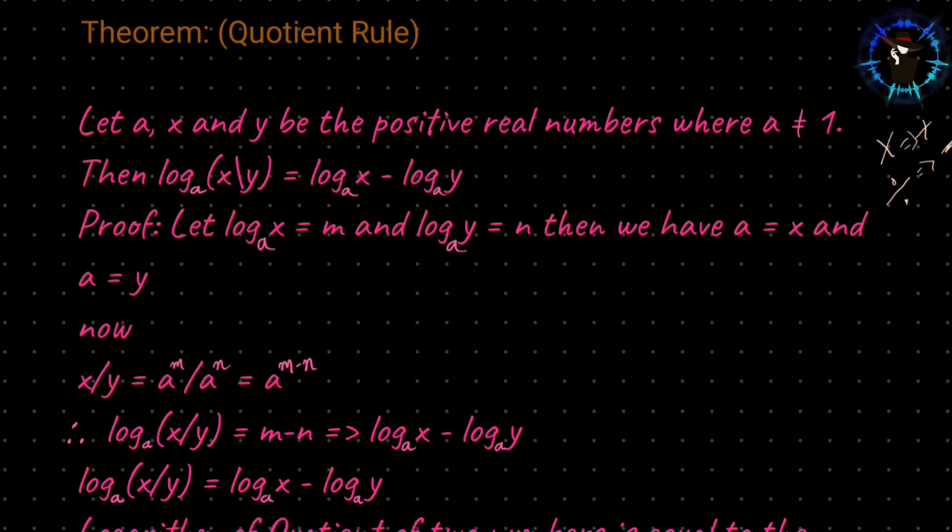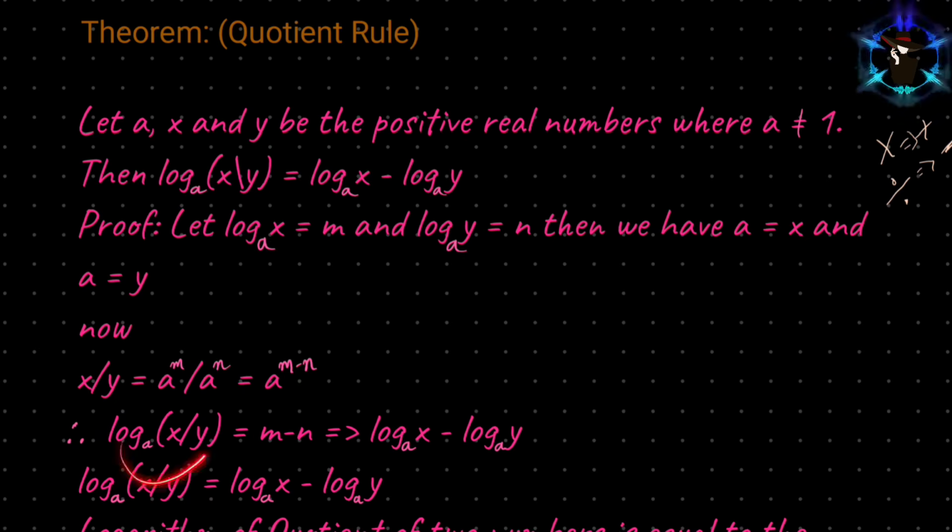Now there is a division, so we do the subtraction. It is in the form of by, meaning division, so subtraction. Let log of x base a equal m and log of y base a equal n. Then we have a power m is equal to x and a power n is equal to y. X by y equals a power of m by a power of n, which is equal to a power of m minus n.